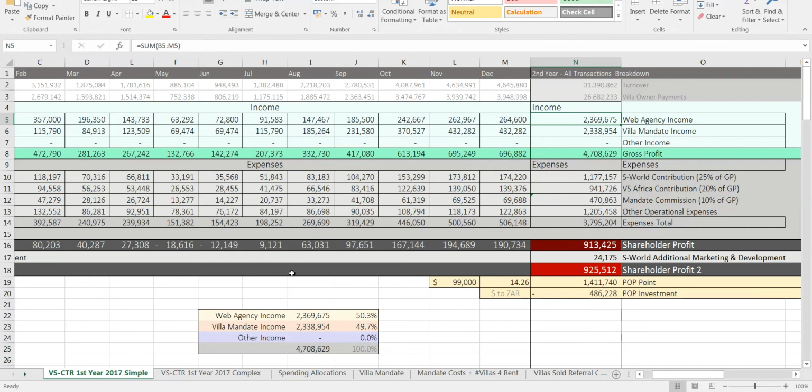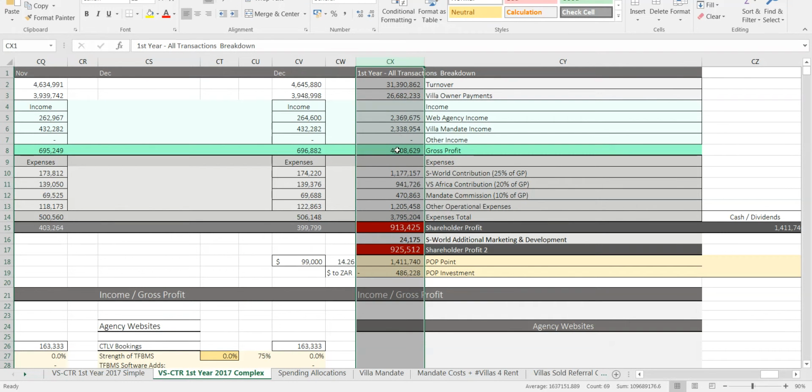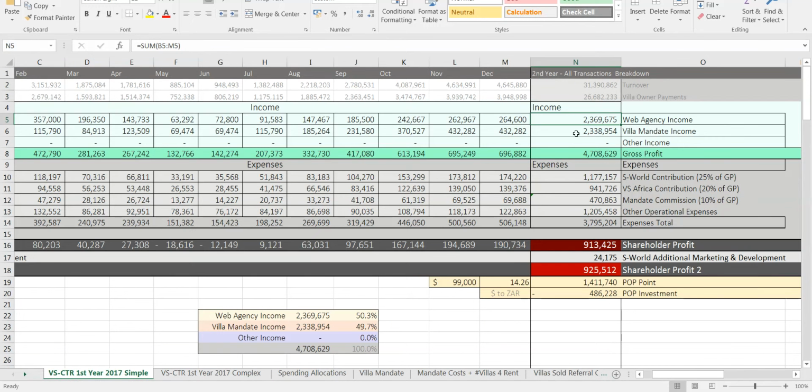To see where this is broken down, we need to go to the second tab, which is the complex spreadsheet. If we're in row CX, we're at the totals, and we just go down a little way, and we can see, there we go, 1.4 being the 2015 figures from Cape Town Luxury Villas, and pro rata, the Villa Secrets, equals this figure here, 2.369.